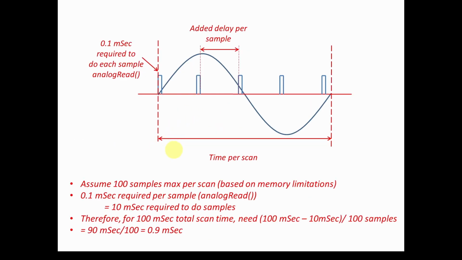As an example, let's say we've got 100 samples max per scan based on memory limitations, and 0.1 milliseconds required per sample with the analog read. That means to do 100 samples, we're going to need 10 milliseconds. Now, if the user says, I want a 0.1 second scan time, I want to see 100 milliseconds on the screen, we're going to need (100 minus 10) divided by 100, or 0.9 milliseconds delay per sample. 0.9 milliseconds delay plus the 0.1 is 1 millisecond, and 100 samples is 100 milliseconds.